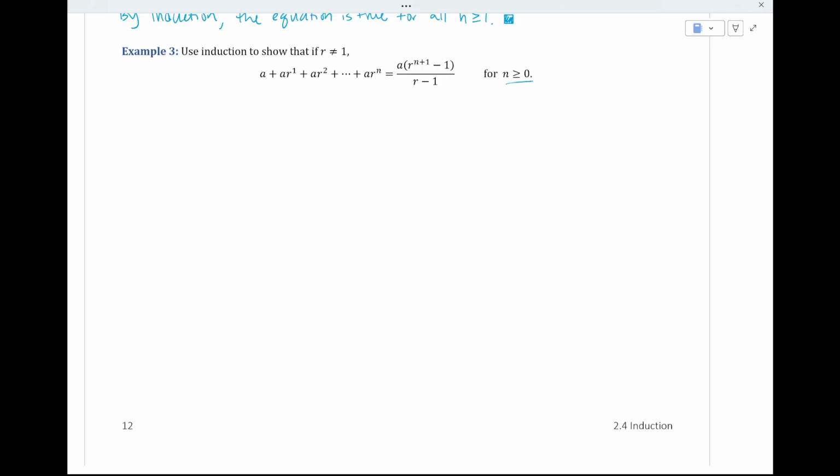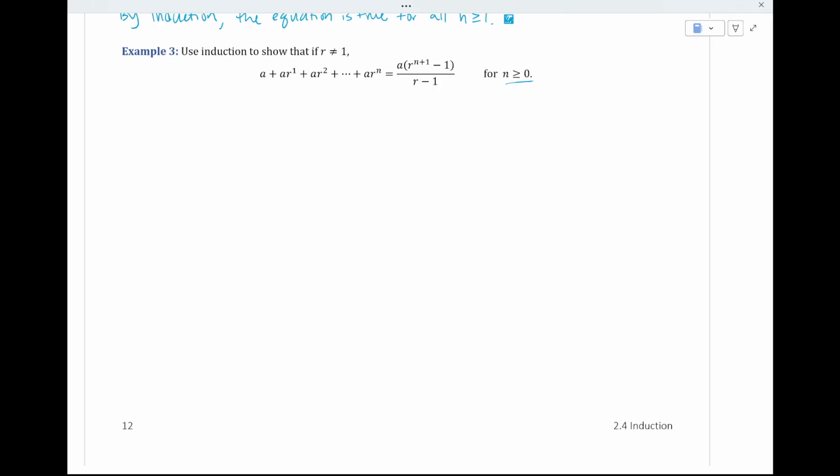Here we're seeing something slightly different, and that's okay. We'll see how that shows up in our basis case. One thing to note here is that it's telling me that r cannot be equal to 1, and that's because if r was 1, this right-hand side would have a 0 in the denominator, and we can't have that. So that's why we see that extra restriction there.